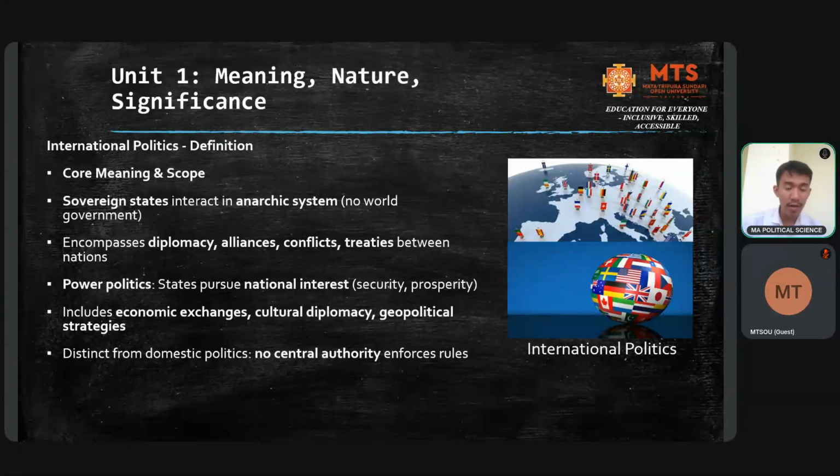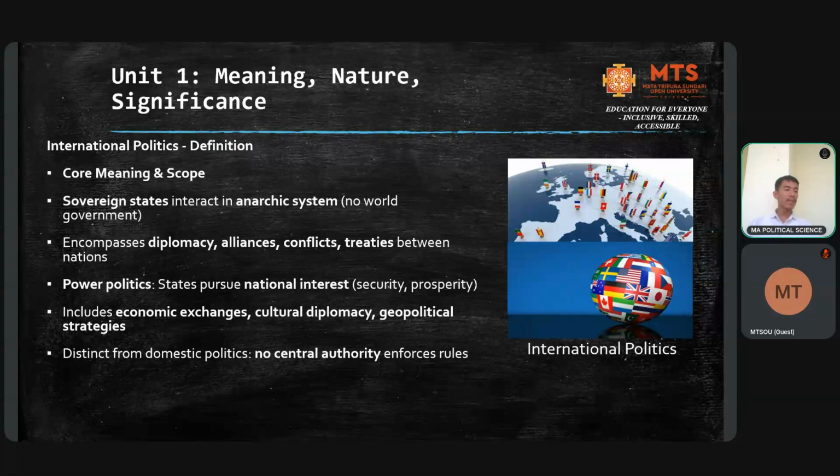So these are the things happening in international politics. There is an economic exchange, a business between countries, like I am buying oil from one country and I am selling maybe cotton to that country. Then cultural diplomacy, there is a cultural exchange, like if we are wearing Western clothing, there is a cultural exchange. Geopolitical strategy, there is also a strategy being played to win the game. What is the game? International politics. Politics is also a game.